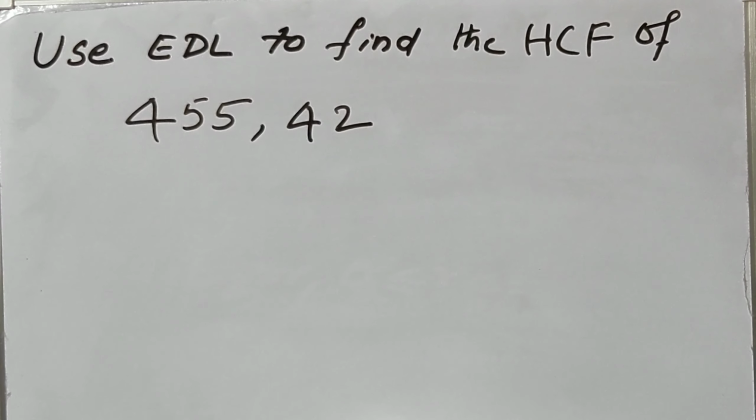So here the question is: use EDL. What is EDL? EDL is the short form of Euclid's division lemma. So use Euclid's division lemma to find the HCF of 455 and 42. We are given two positive integers, 455 and 42. Now we can use long division to find the quotient and the remainder, and we can write it in the form a = bq + r.